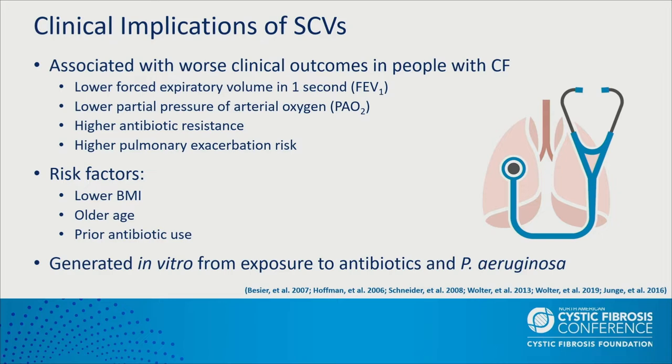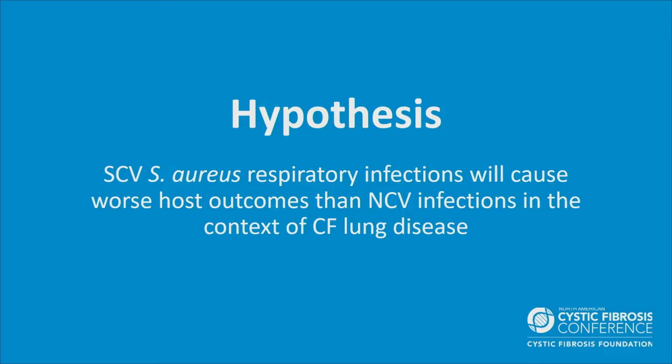It is not uncommon for a person with CF to have both of these pathogens at a single time, indicating that there may be some interaction happening in the lung itself as well. Now, what we don't understand yet is whether SCVs are actually driving this lung decline that we see in these patients, or if they are simply a factor of late-stage CF disease. And that's what we set out to do with this study. We wanted to determine whether SCVs were actually driving this lung decline, and we hypothesized that SCV staph respiratory infections will cause worse host outcomes than NCV infections in the context specifically of CF lung disease.